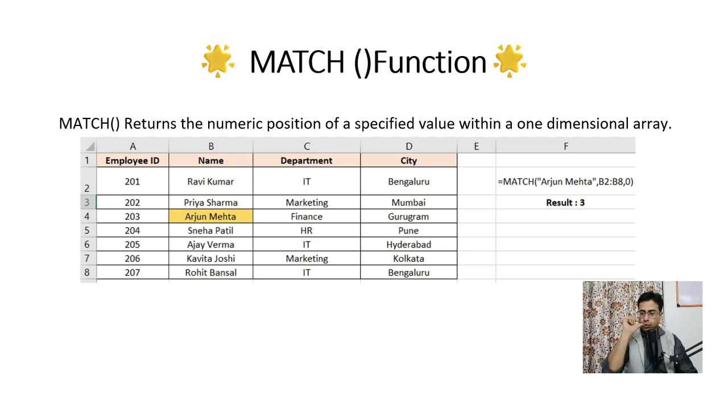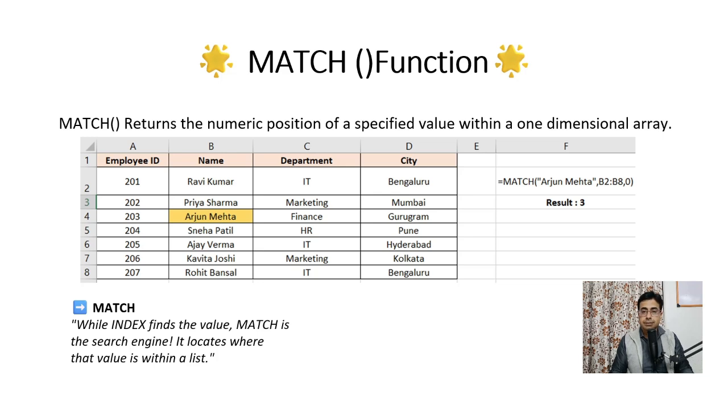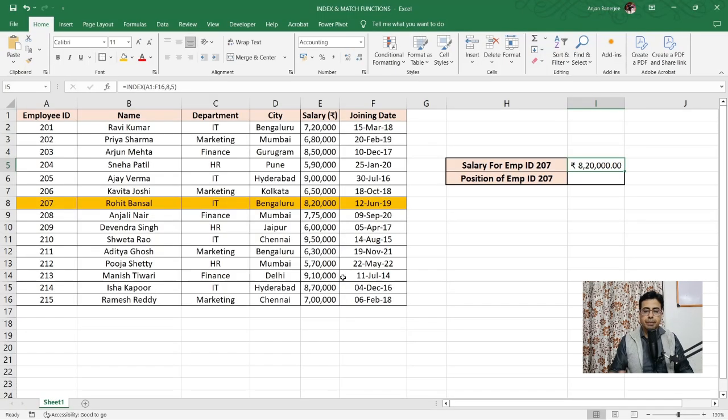So if you input this formula, you'll get the result of 3. So Arjun Mehta is in the third position. The first position is occupied by Ravi Kumar, followed by Priya Sharma, and third position is Arjun Mehta, as you can see. Match is like a search engine. It locates where that value is within a list, right? So let's get back to our example and see how we could use the match function.